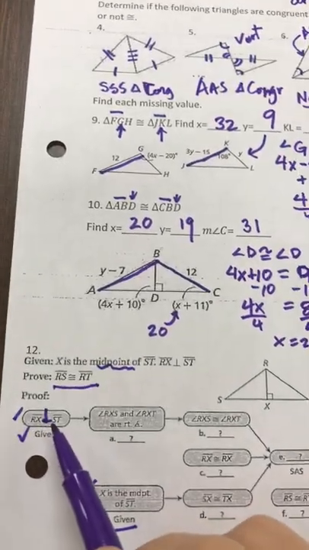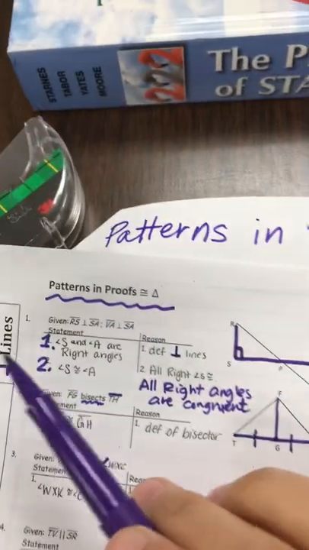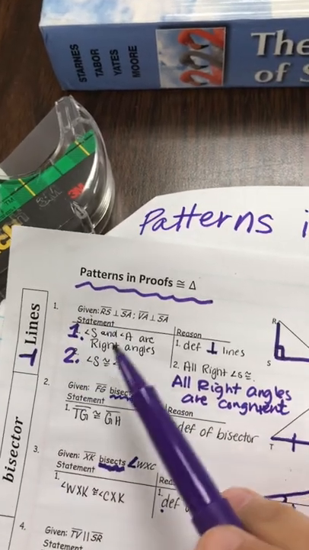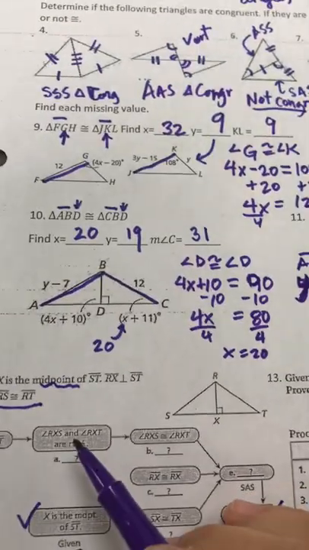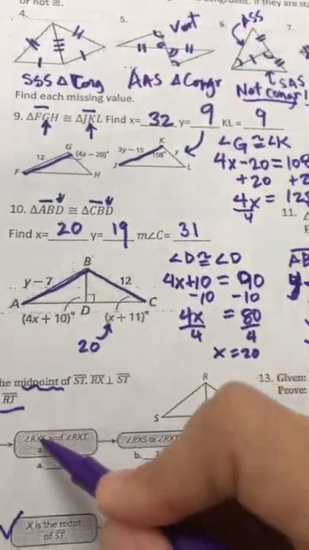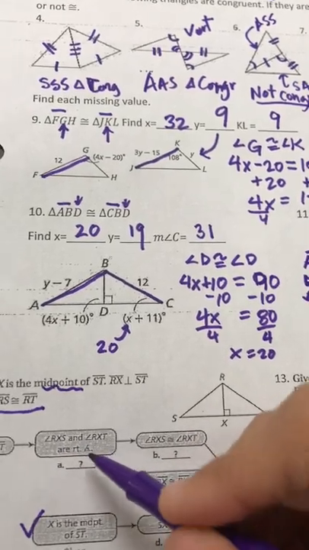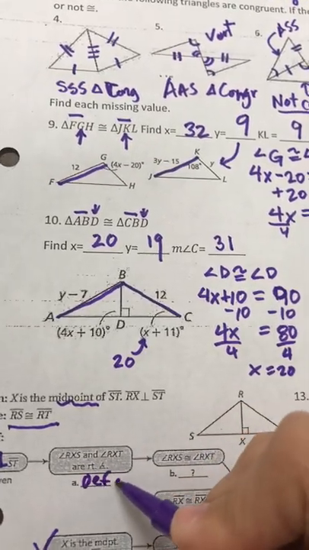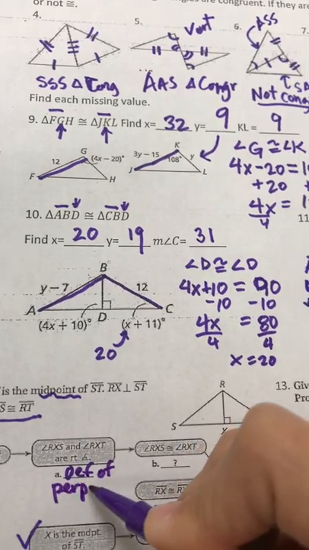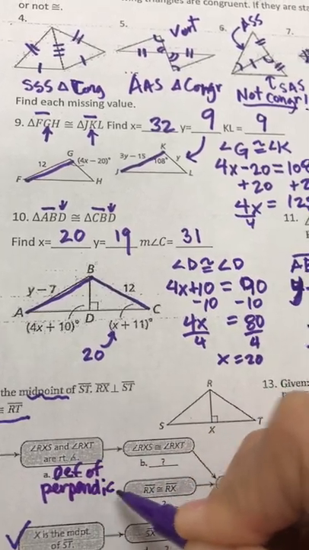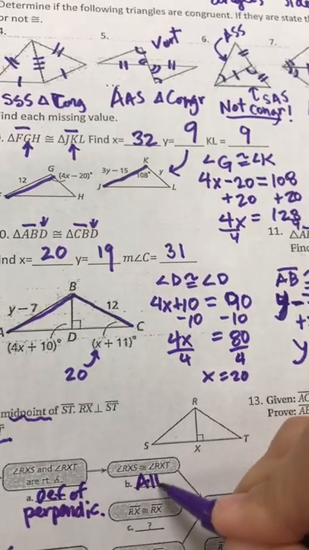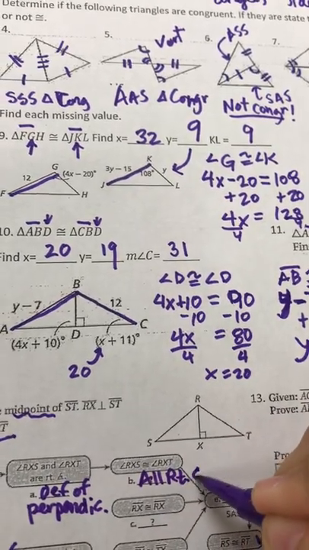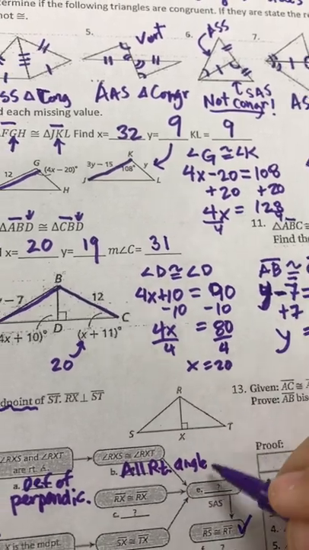When we see that symbol, our notes say that symbol requires 2 steps. To list the 2 angles that are right angles and then to set them equal to each other. So I'm going to do just that. Oh, they did part of it for me. They listed the 2 angles and said they're right angles. And that's called the definition of perpendicular. Okay? Then they set them equal to each other, and that's all right angles are congruent.